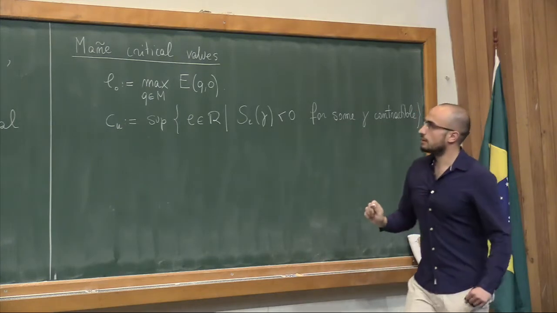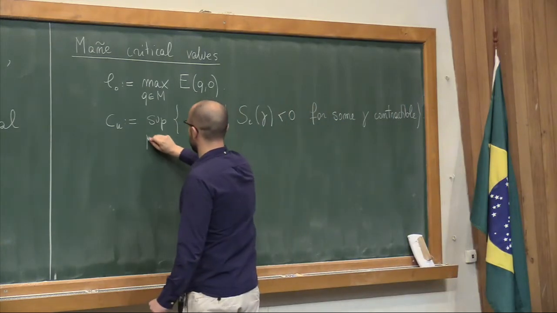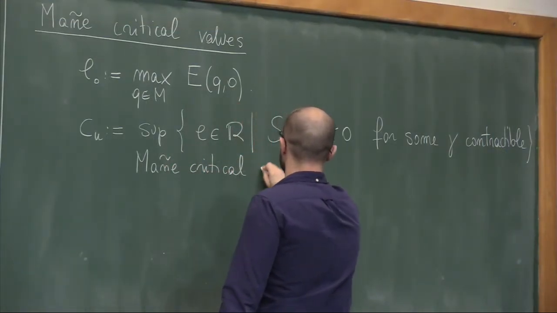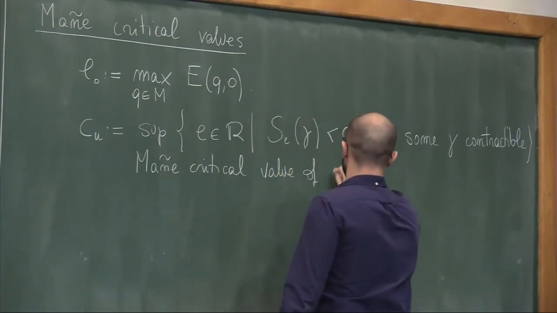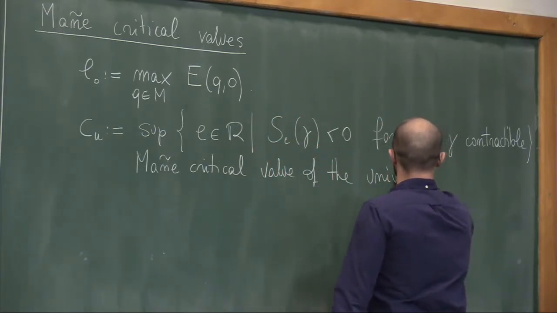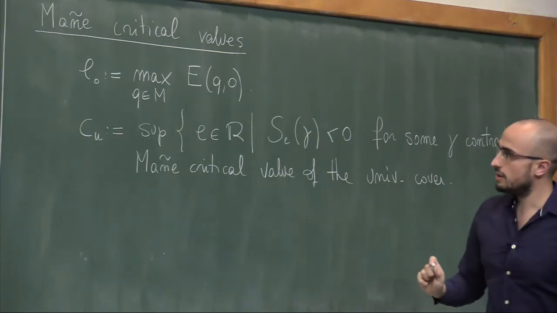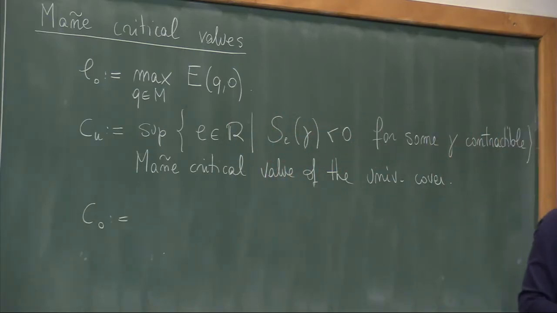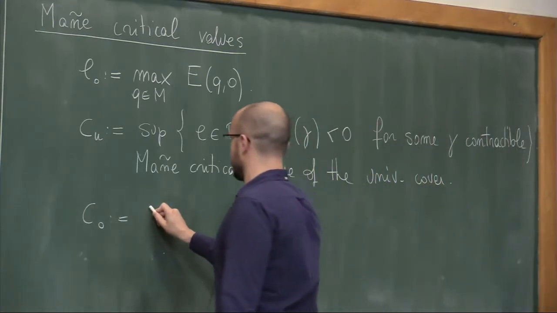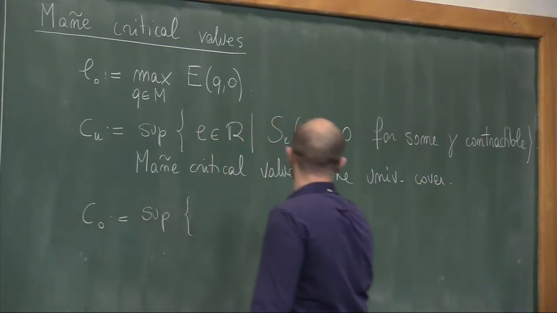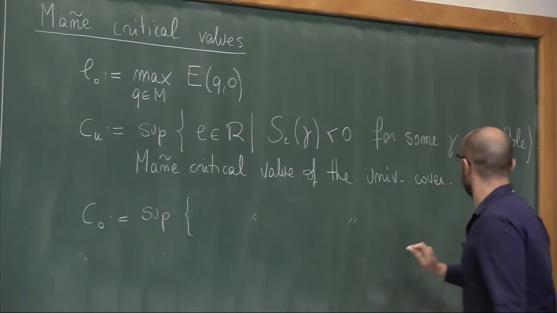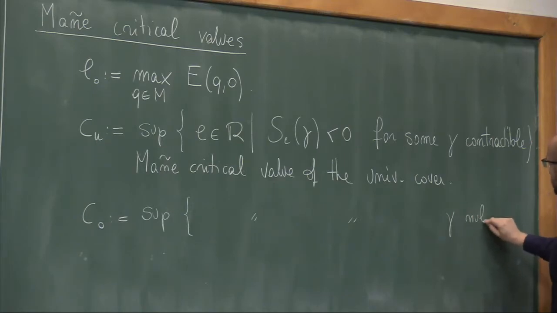And so this is called the Mañé critical value of the universal cover. And the last Mañé critical value which I will need is normally denoted with C0, and it's called the Mañé critical value of the abelian cover. So it's basically the same thing as above, but we require gamma to be null homologous.